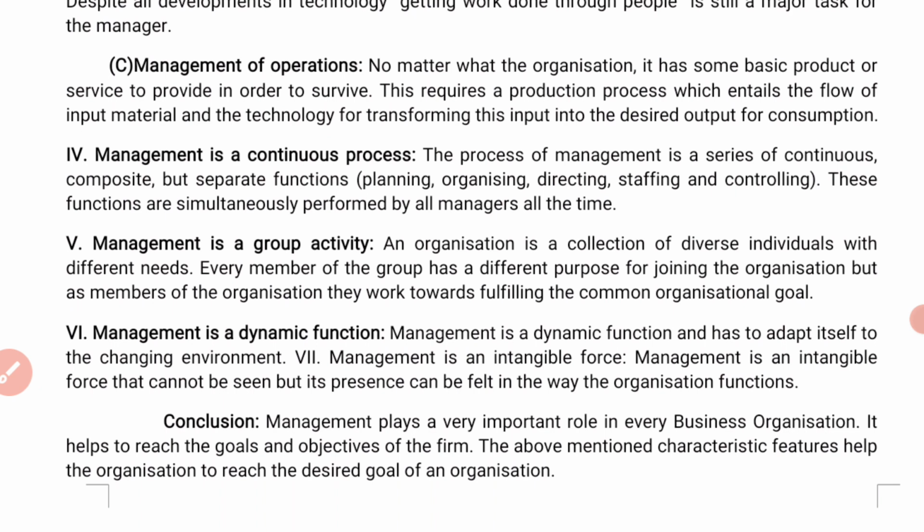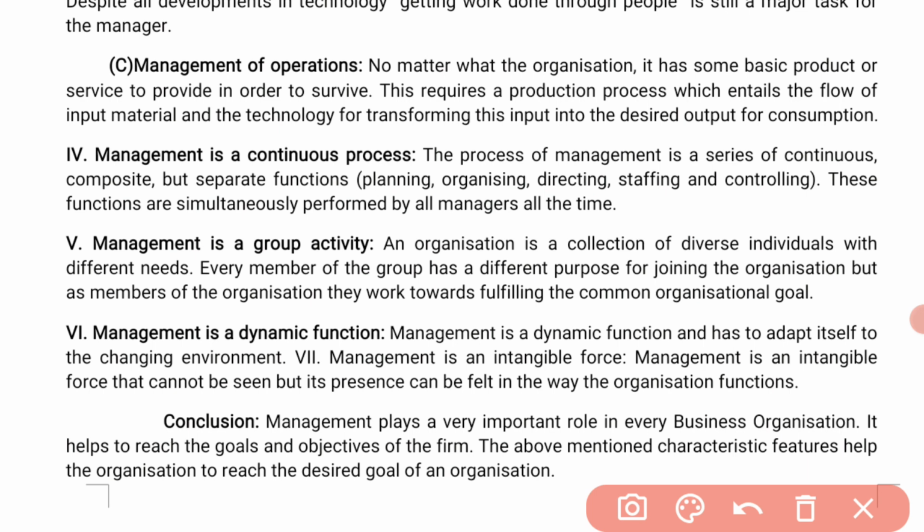Why? Because in every business organization there will be separate functions. We already know the functions of management, that is planning, organizing, directing, staffing and controlling. These functions are simultaneously performed by all managers at all times. So we can say it is a continuous process. Then management is a group activity. Obviously, why? Because whatever the activities to be done, it is on a group basis.